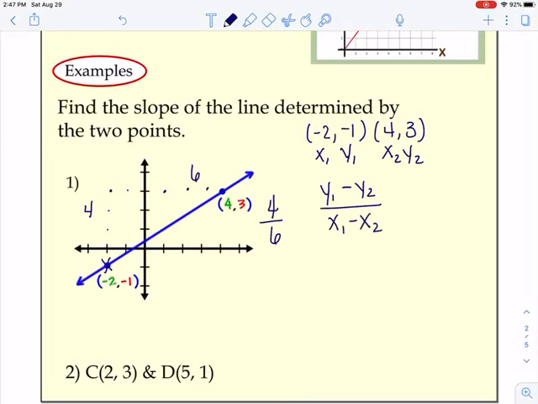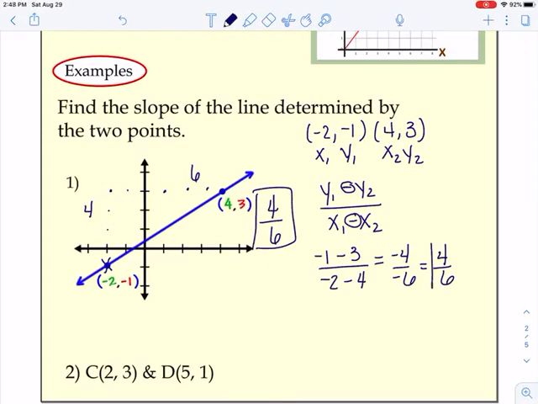So above, y1 is -1. Then you have this minus sign from the formula itself that I'm going to bring down, and y2 is 3. So I'm going to have -1 minus 3 on the top. And on the bottom, x1 is -2. Again, you have that minus from the formula that I'm going to pull down, and x2 is 4. So subtracting on the top, -1 minus 3 is -4. And on the bottom, -2 minus 4 is -6. And -4 divided by -6, a negative divided by a negative is really a positive. And you can see here that you got the same exact answer.